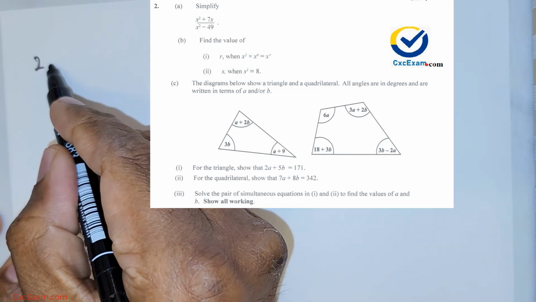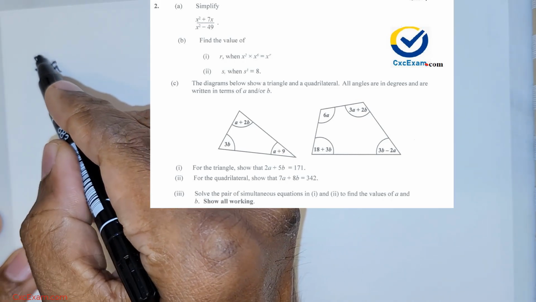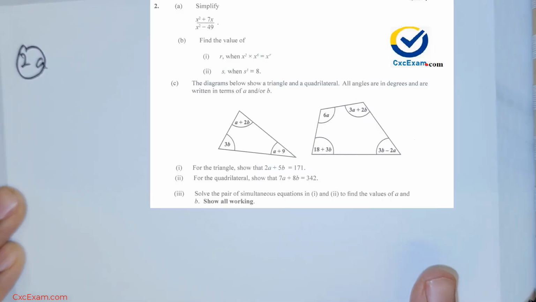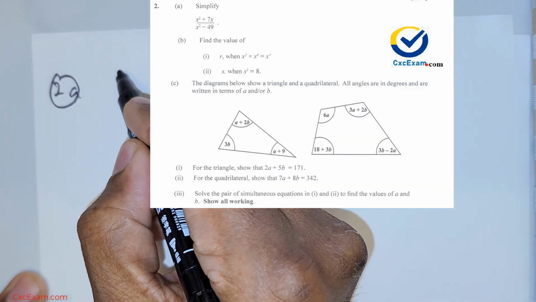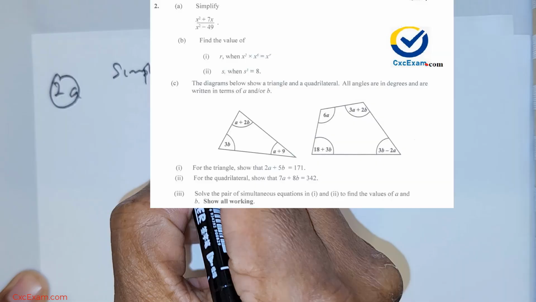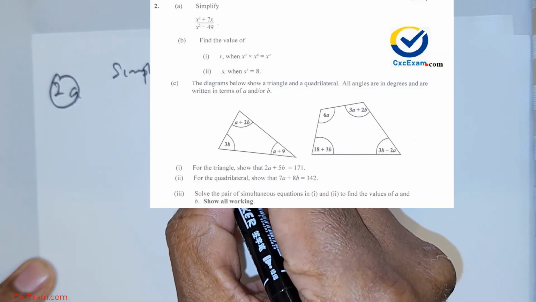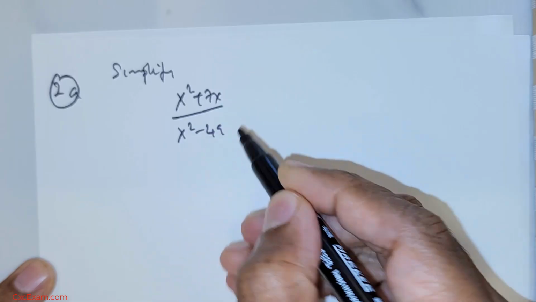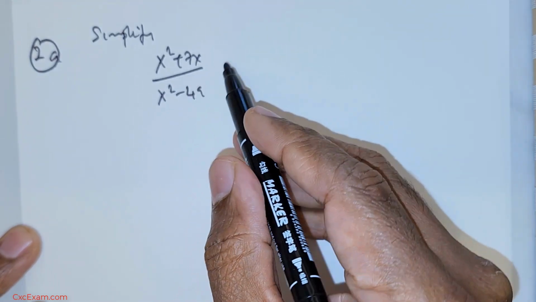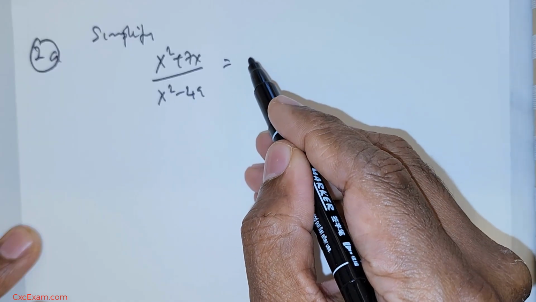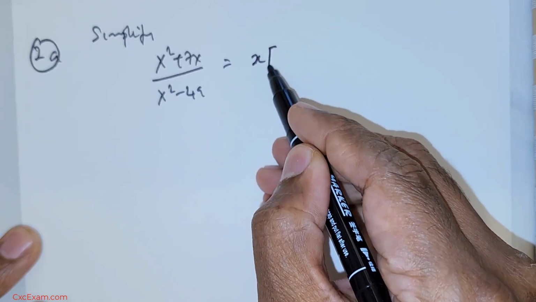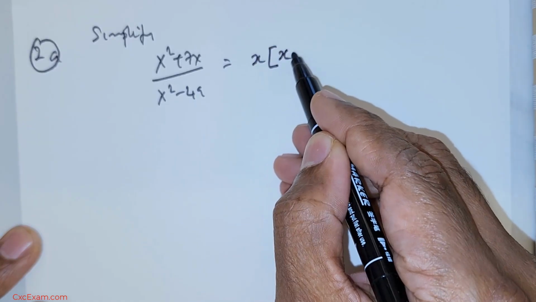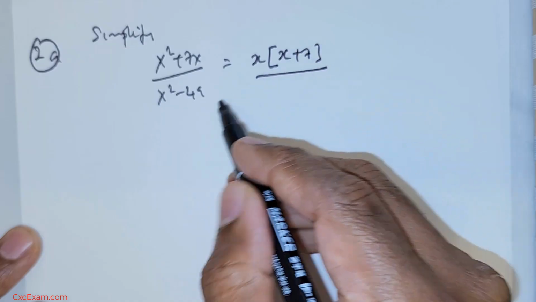Now this is question 2a. We are asked to simplify (x squared + 7x) divided by (x squared - 49). Now I can rewrite the numerator as x(x + 7). So we can take an x out.